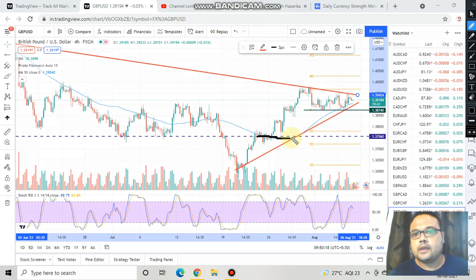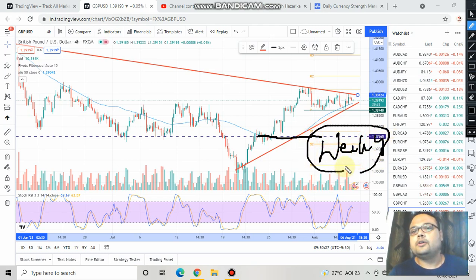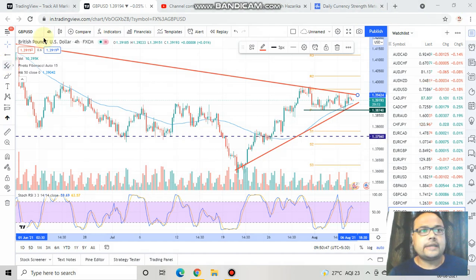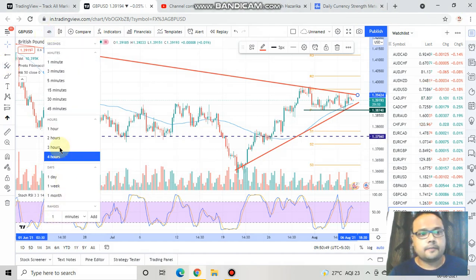So apart from this dynamic resistance, the most important level on the chart of GBP USD is this line. I have been discussing these lines for quite some time, because this level belongs to the weekly chart, at 1.3755. And as we all know, the weekly chart belongs to the big boys, the big players, institutional traders. Therefore, the resistances and the support levels for the weekly chart are extremely important. So let's go to the weekly chart once and see how the market is doing.